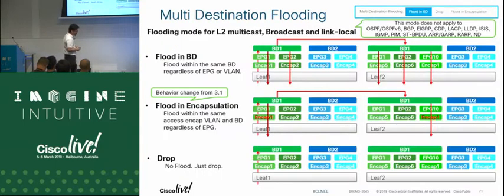All right? The next one is multi-destination flooding. So this is basically a catch-all for the other protocols that were not covered by the previous options, like ARP request or L2 unicast or IGMP snooping, those other traffic that were not covered by those options will fall under this one. By default, we will flood it in the bridge domain. And then if you want to reduce the flooding domain, we can set it to the flooding encapsulation so that we can just flood within the access encap VLAN. We can also drop it as well.